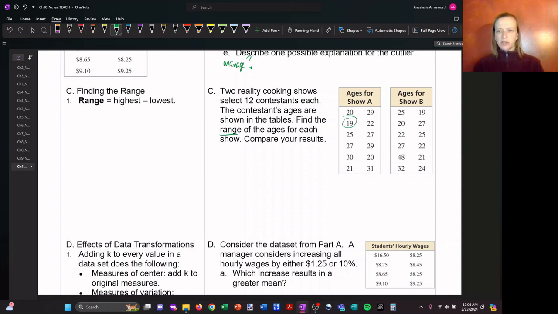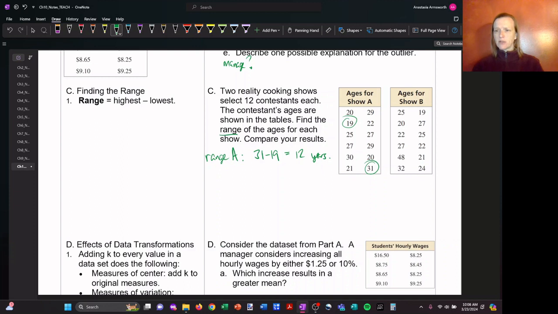19 seems to be the lowest age here, and 31 is the highest age here. So the range for show A is going to be 31 minus 19, which is 12 years. And for show B, I'm going to do the same thing.